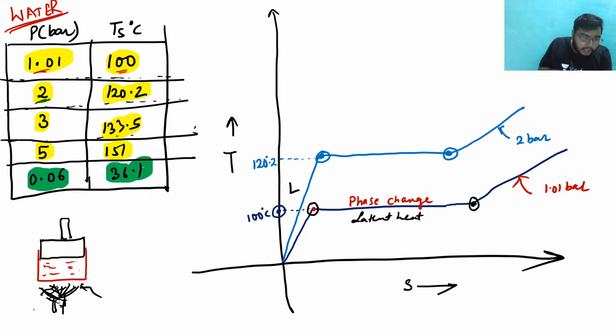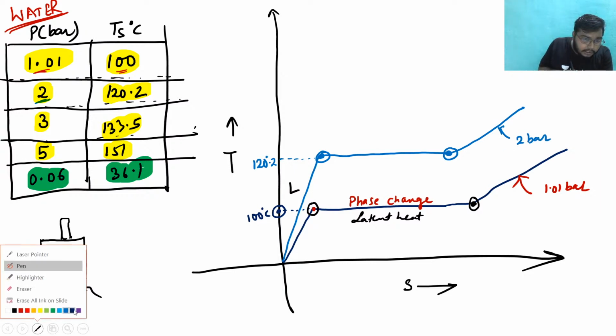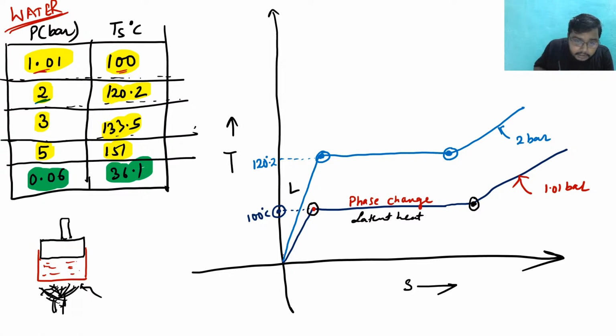Now again I'm plotting another graph, and that is for, suppose, 3 bar, right? So I will get it like this.